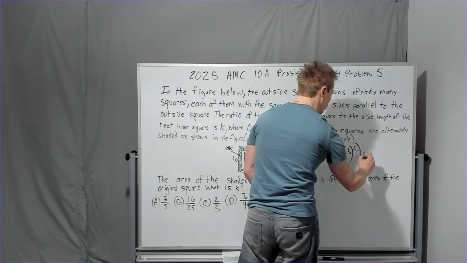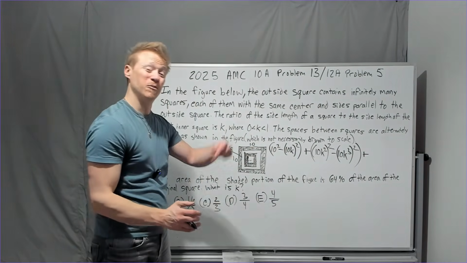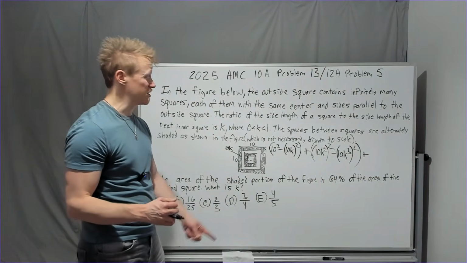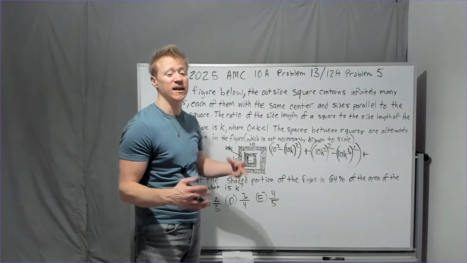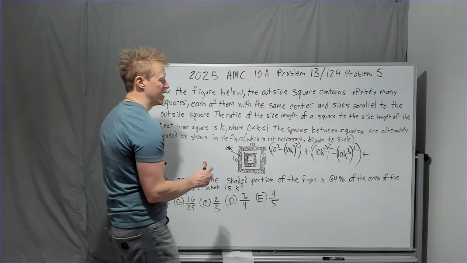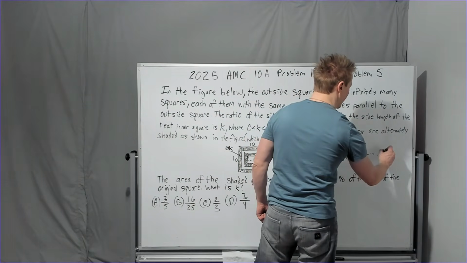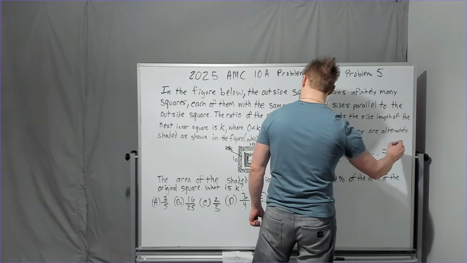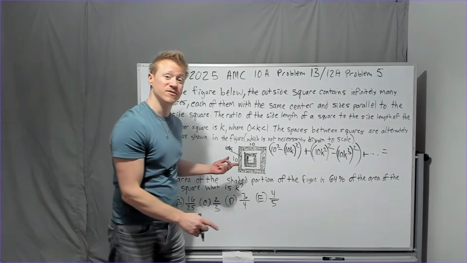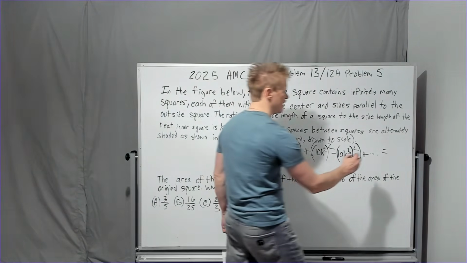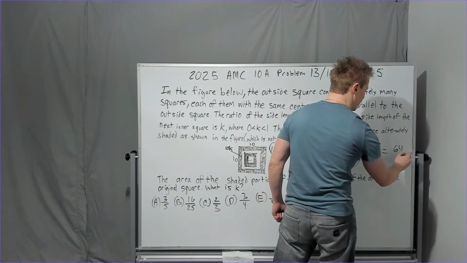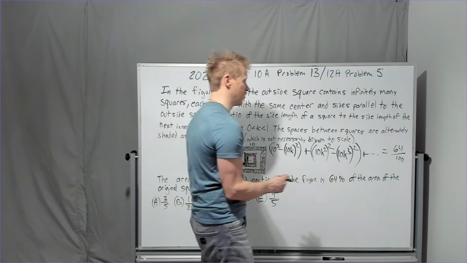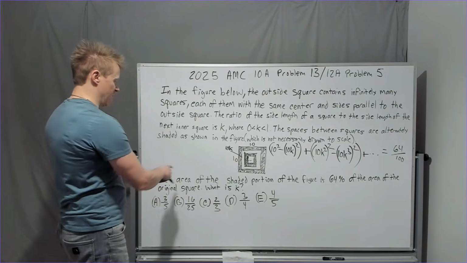My hope was that we can find a pattern in what's happening, probably an infinite geometric sequence, because with infinitely many squares, that's what you would expect. And this will go dot, dot, dot, and it's going to equal, since this is the total area of the shaded region, 64 over 100, 64% of the whole thing. And it wants us to find k.